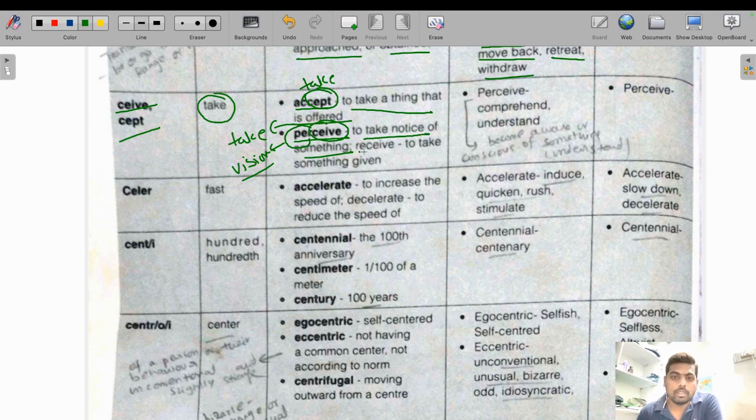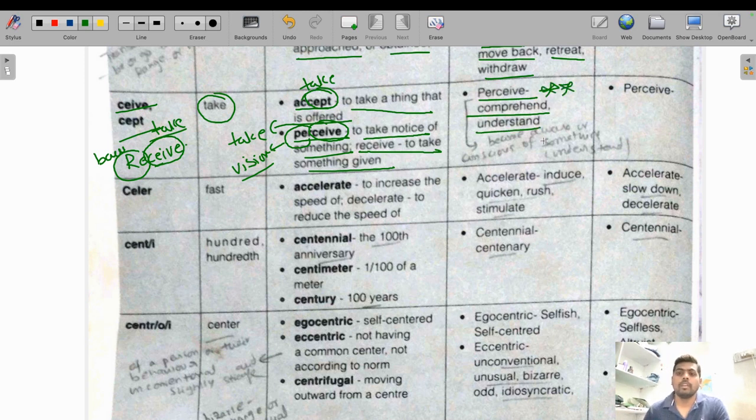Coming to the next word, it is receive. Receive means to take something given. Receive is derived from two words. It is basically CEIVE, which means to take, as I mentioned, and RE is a root word which means back. So if you take something back, it is receive. Coming to the synonyms, perceive means comprehend or understand something. This is an important one, try to remember this one.